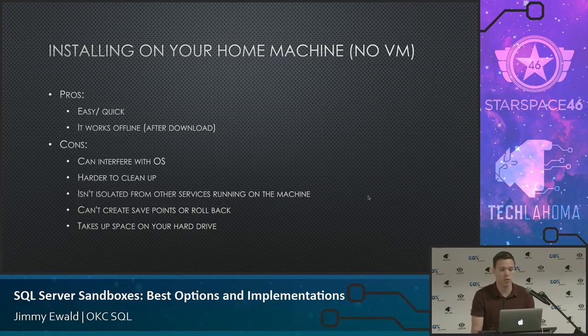So moving on to the first one, we're just going to go from the top down. Installing on your home machine. So just a few pros and cons about this. I'm not going to do pros and cons necessarily for all of them, but specifically for just installing on your laptop, your Windows laptop, or your home desktop or work laptop, whatever it is. There's some really nice things about it. A, you can just download the Dev Edition. It's relatively quick and easy because you just download it and install it right onto your machine.